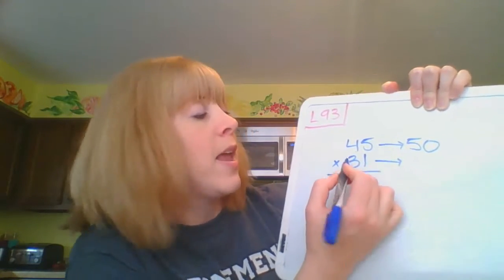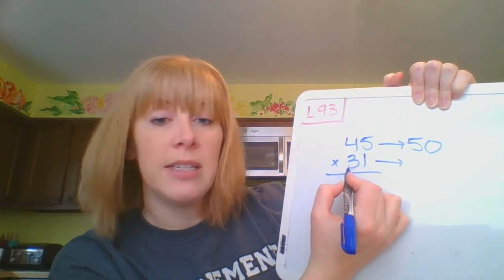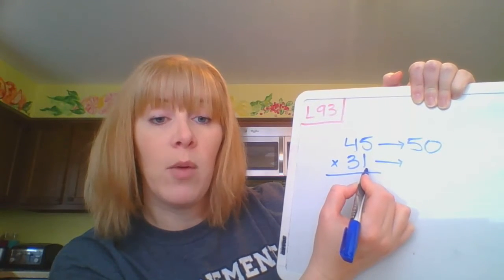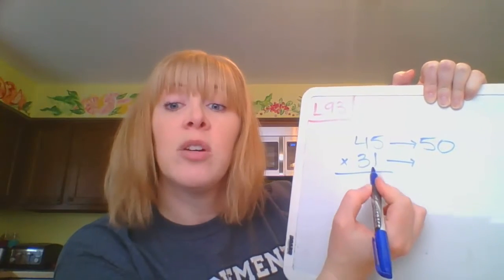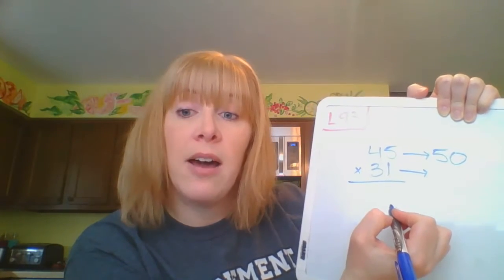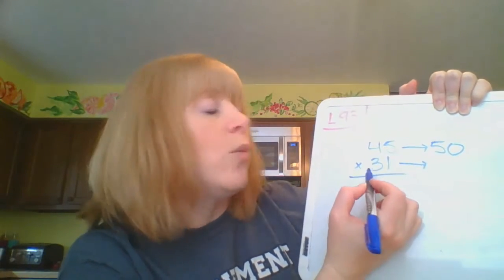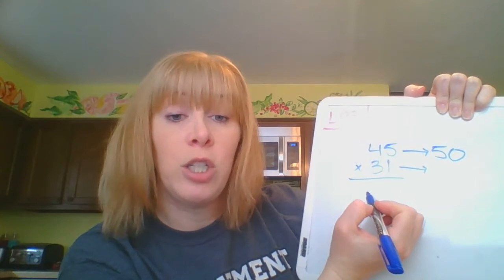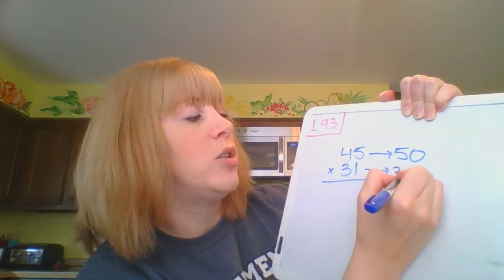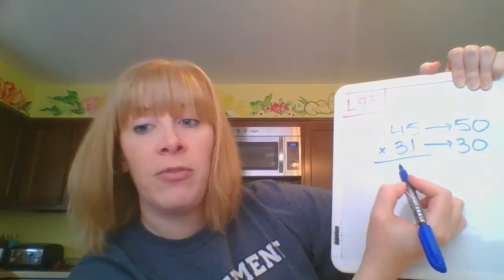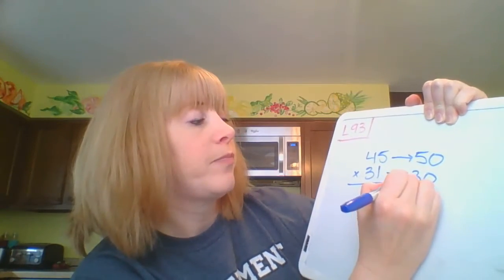31, if I'm rounding to the tens column, 3's in the tens column, I'm going to look at my ones column, that's a 1. That is less than 5, so I'm going to round down. Remember, rounding down means that number stays the same. I just replace everything after it with 0. So I'm not going to change that 3 to a 2. I'm going to leave it a 3 and change the 1 to a 0. So now, instead of 45 times 31, I have 50 times 30.